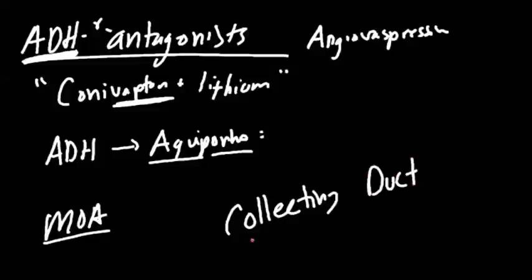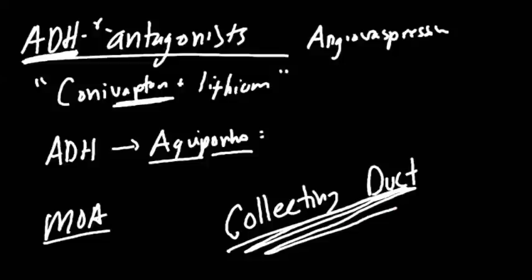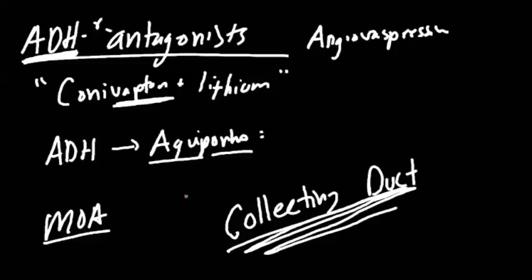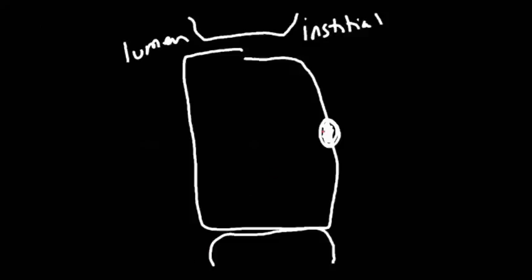When you hear ADH, antidiuretic hormone, I want you to think collecting duct, because that is where all of this takes place. So here's a collecting duct cell. We've got another cell here, another cell here, but we're going to take a look at this one. We've got a receptor, because remember the point of this discussion is ADH receptor antagonists. So here's our ADH receptor, and we're going to antagonize this.